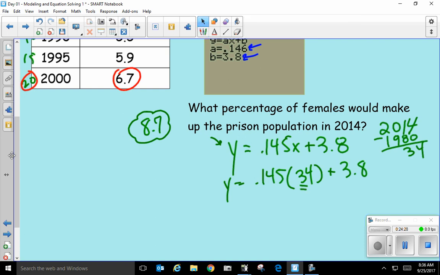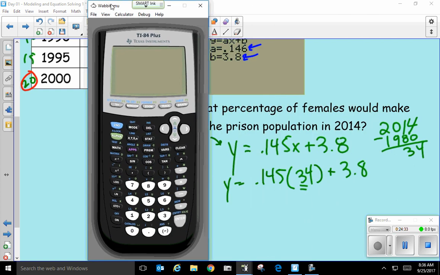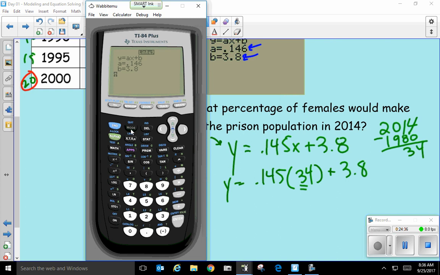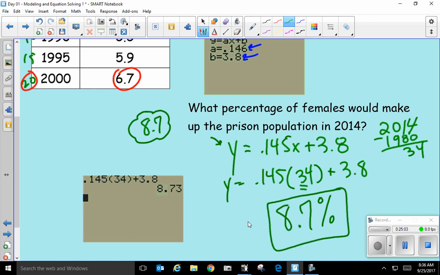If we take 0.145, multiply it times 34, and add 3.8, you get 8.73, which we will call 8.7. Very good. So 8.7, and that is what? Label? Percent. 8.7%.